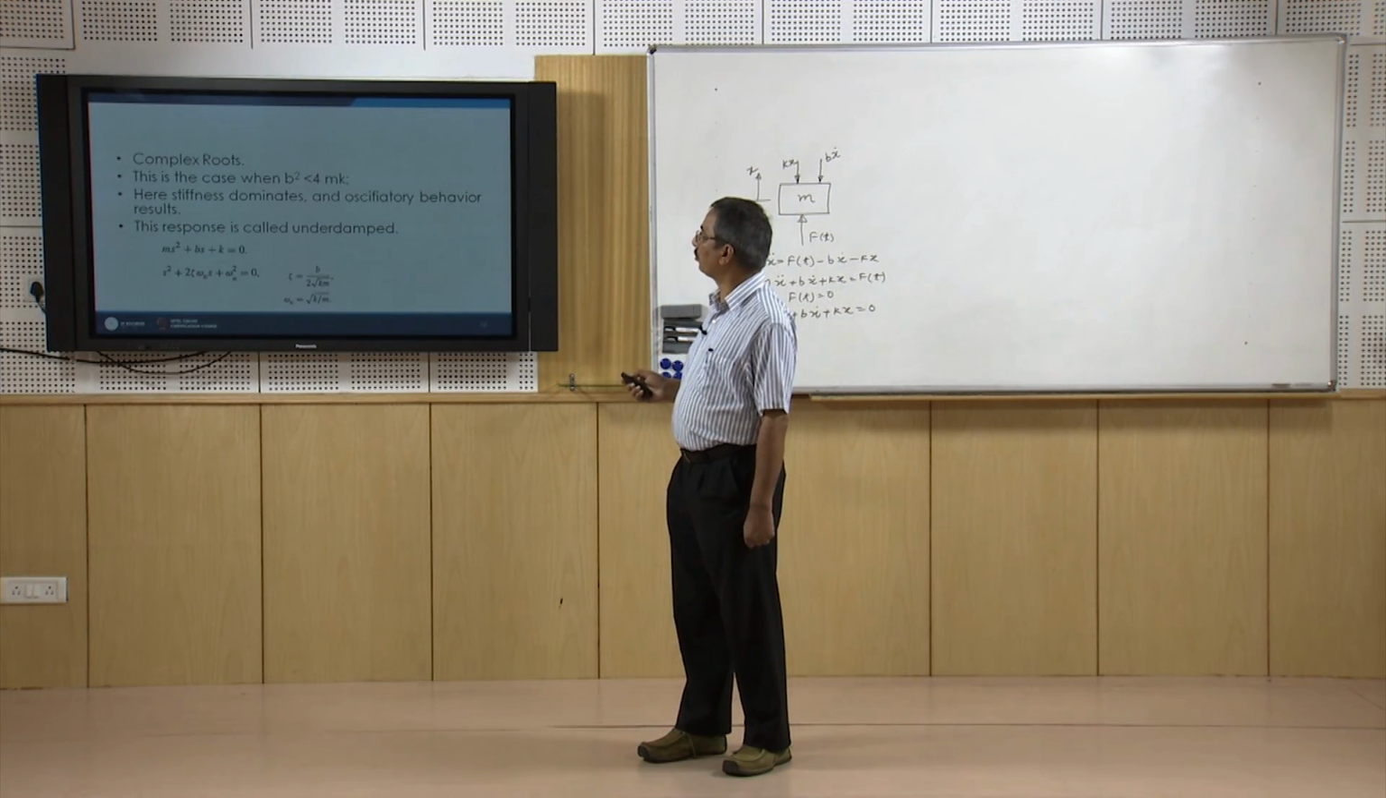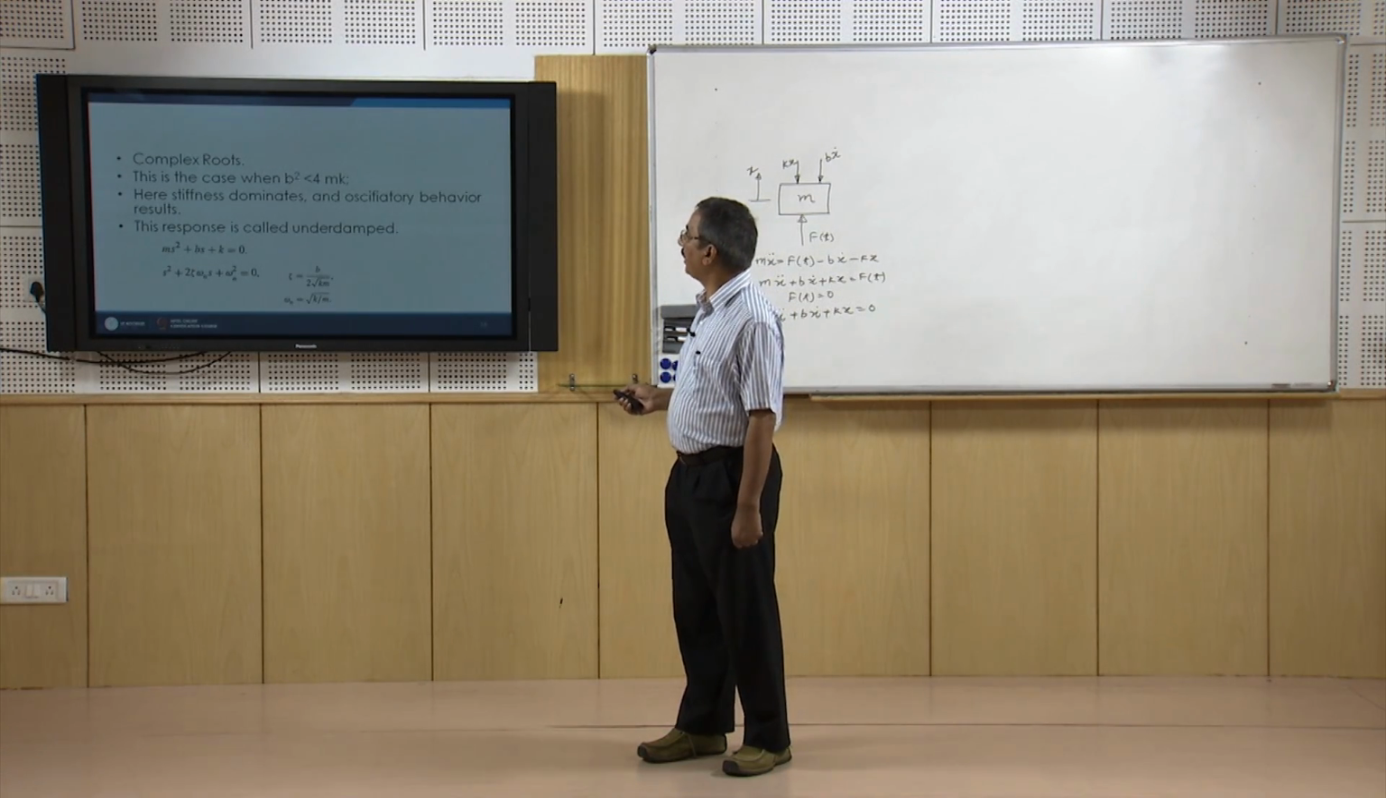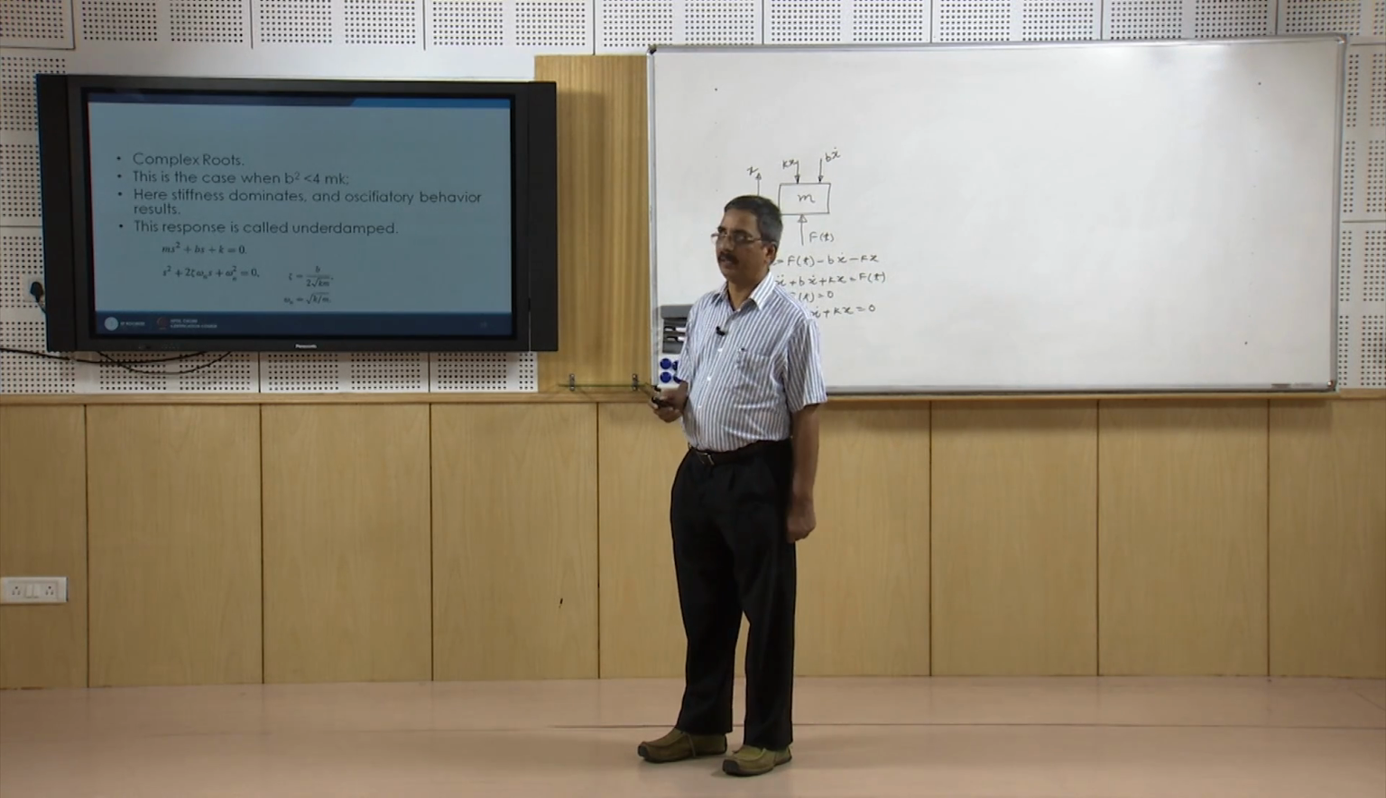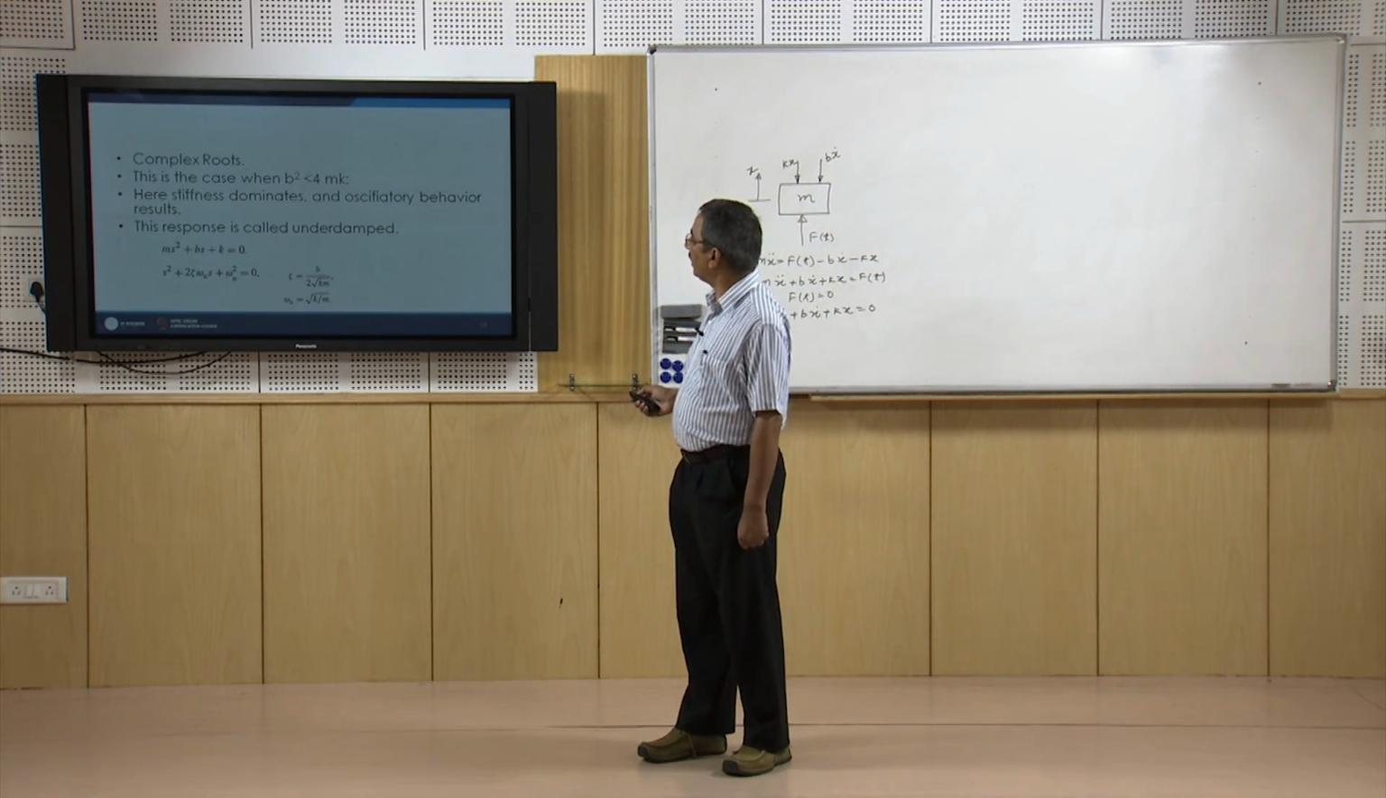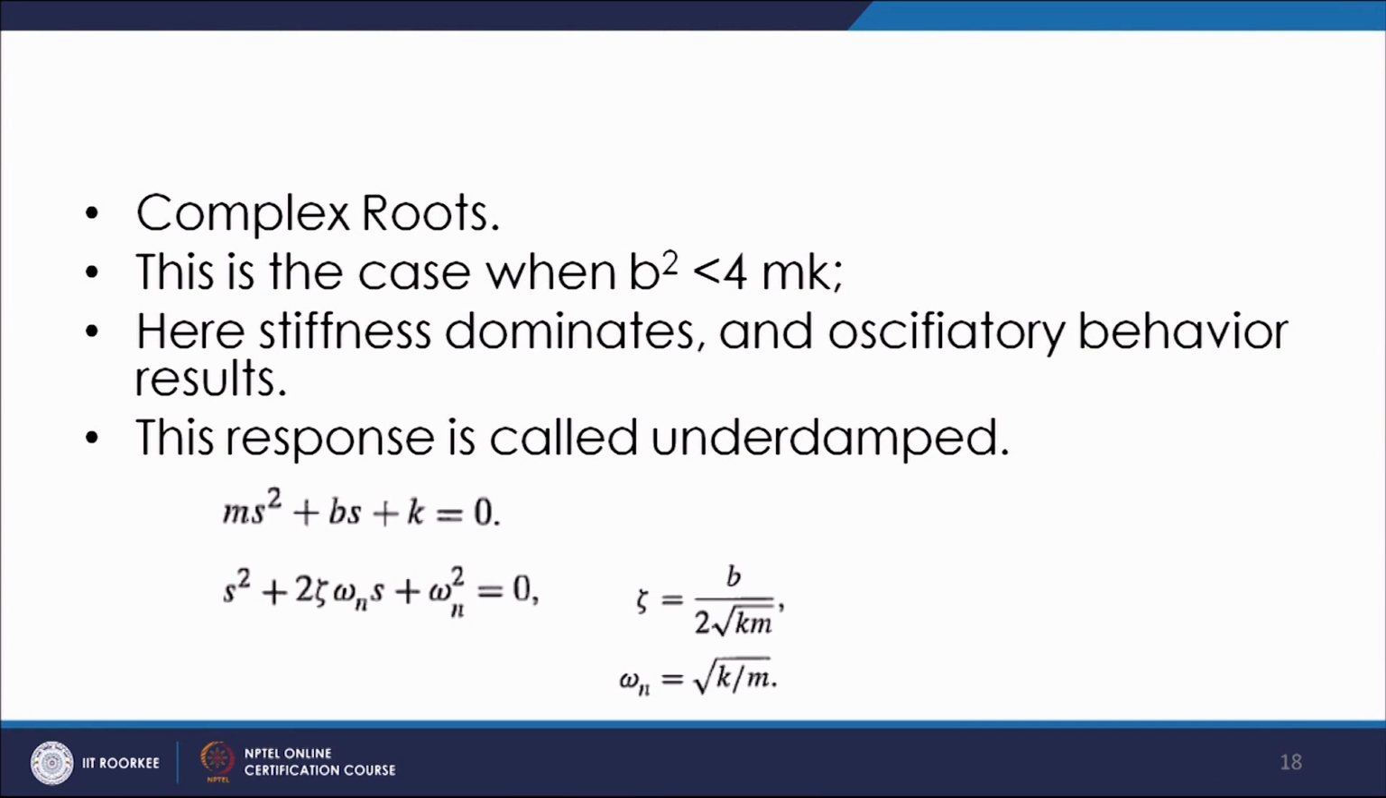The third condition could be that b square is less than 4 m k. Now, in this case, it means that the stiffness is going to dominate, and when the stiffness dominates, oscillatory behavior of the system results, and mathematically we can see that by getting the complex roots of the characteristic equation. So, this type of response is called the underdamped response.